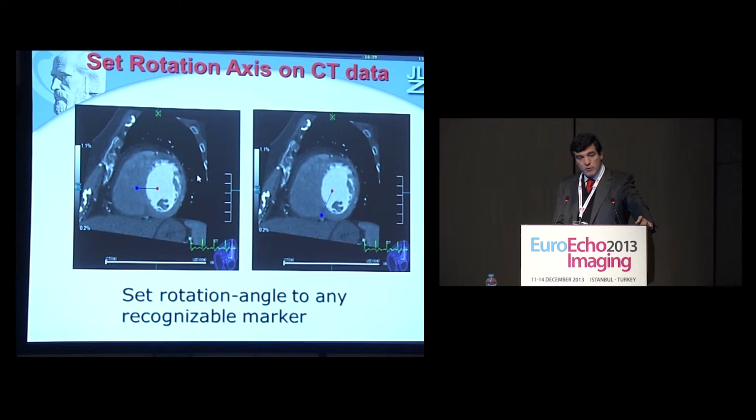Well, now you need to set the rotation axis in the CT data. So here is the left ventricle, the right ventricle. You have your red line, that was the longitudinal axis. But now you rotate the angle with this blue line, you do it manually, and you recognize any single marker that you believe will be easy to match with the 3D echo. So for example, the juncture of the right ventricle to the left ventricle.